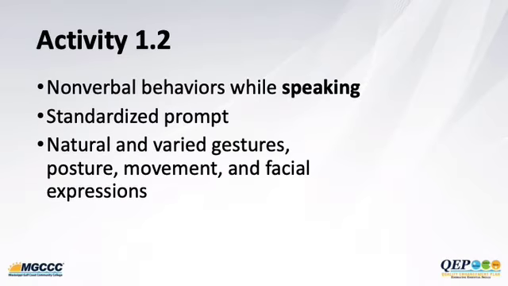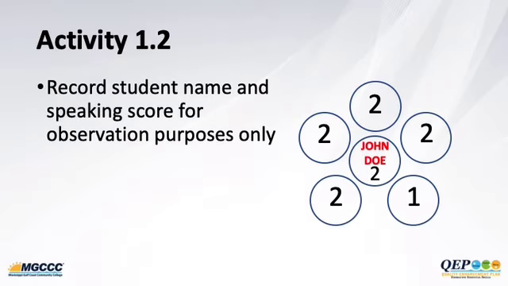The CS will be looking for behaviors such as natural and varied gestures, posture, movement, and facial expressions. As part of the exercise, the student will be asked to state their name. At this point, the CS will identify the student via the corresponding area in the seating chart used in the flower method collection from above. The student's name will be recorded in the center circle along with the speaking score as observed by the CS.